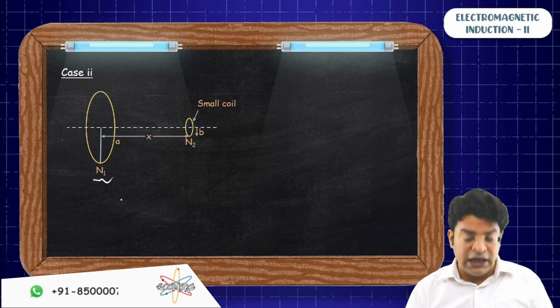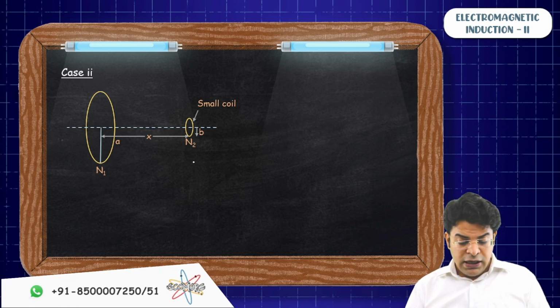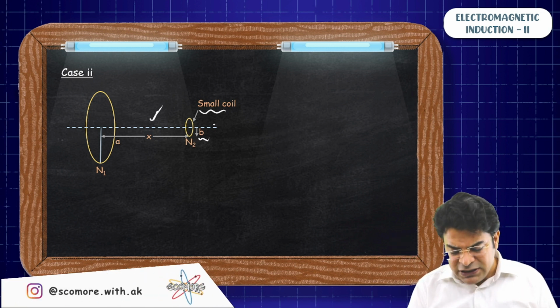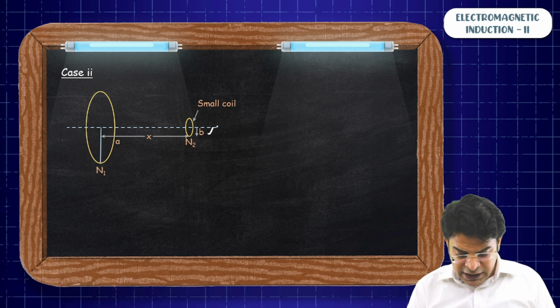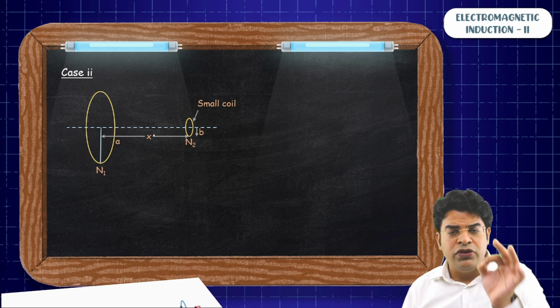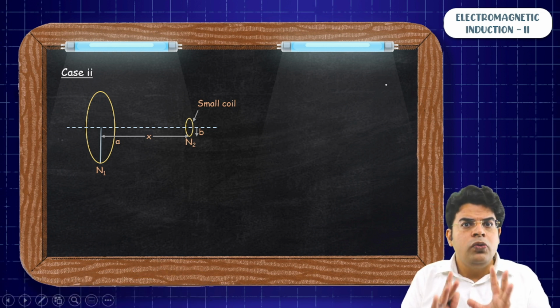The bigger coil has N1 turns, the smaller coil has N2 turns, and the separation between their centers is X. The smaller coil is very small, of radius B. Take this B to be very small compared to A and X. Your mission is to determine the mutual inductance. So now, how to solve this?